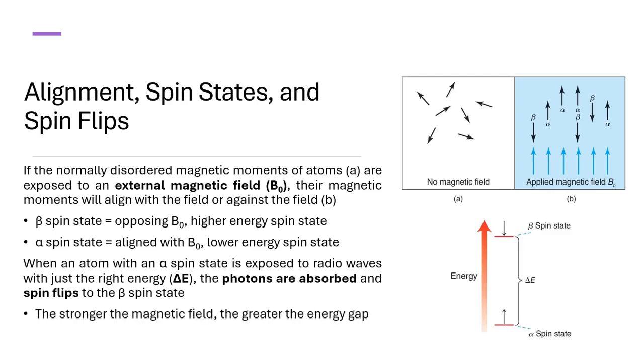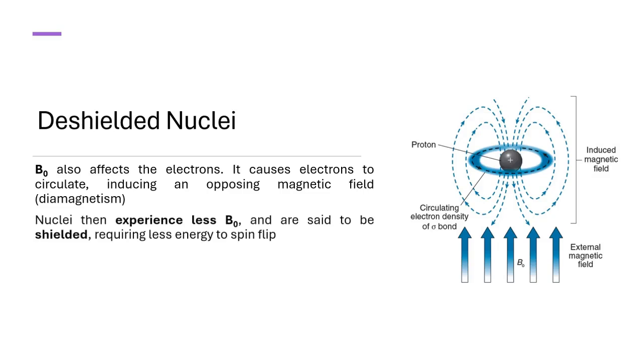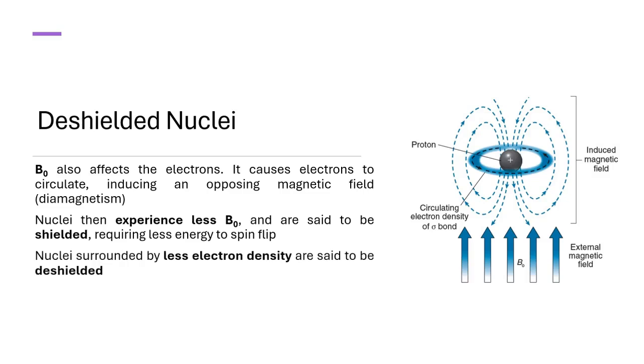The stronger the magnetic field that these atoms are exposed to, the greater the energy gap will be, or the greater the delta E. Deshielded nuclei. The external magnetic field will also affect electrons. It causes electrons to circulate, inducing an opposing magnetic field, or diamagnetism. The nuclei therefore experience a lower external magnetic field and are said to be shielded, requiring less energy to spin flip. Nuclei surrounded by less electron density are said to be deshielded.